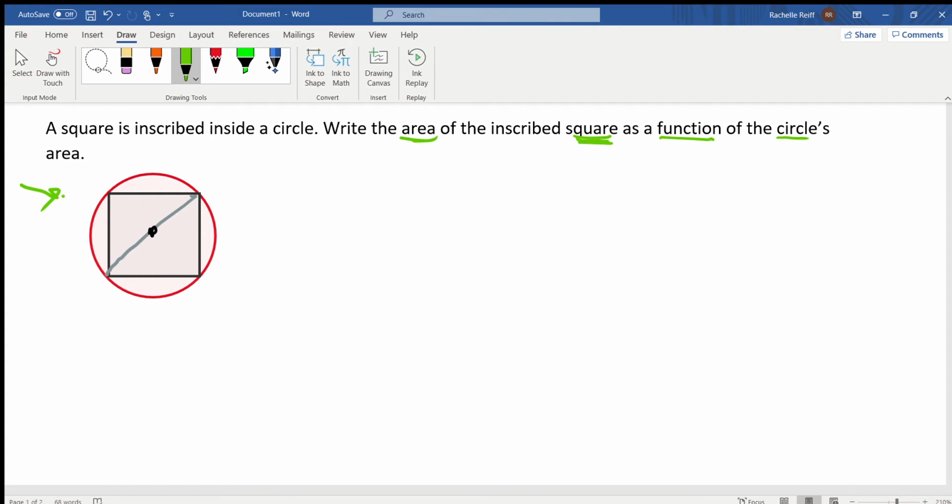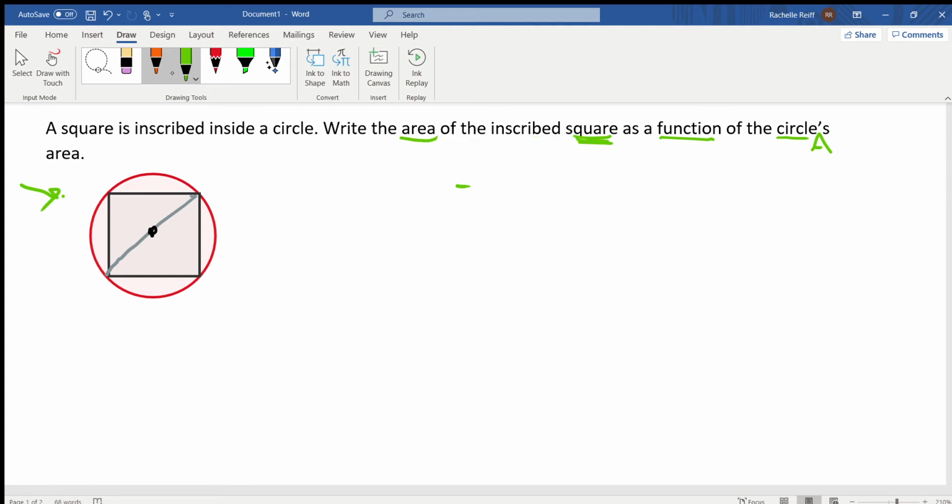The square's area, I'm going to write that as s. I don't know what that is yet, but that's what I'm going to write. The square's area is a function of the circle's area. So if the circle's area, let's just call that A, then this might look like f of x, s of A. It's going to mean that s equals something, some weird stuff where I plug in A. I know that's still confusing, but hopefully as we go through, you'll see what I mean.